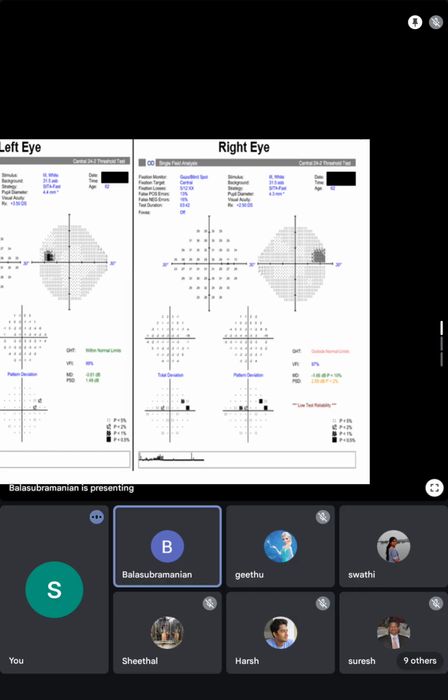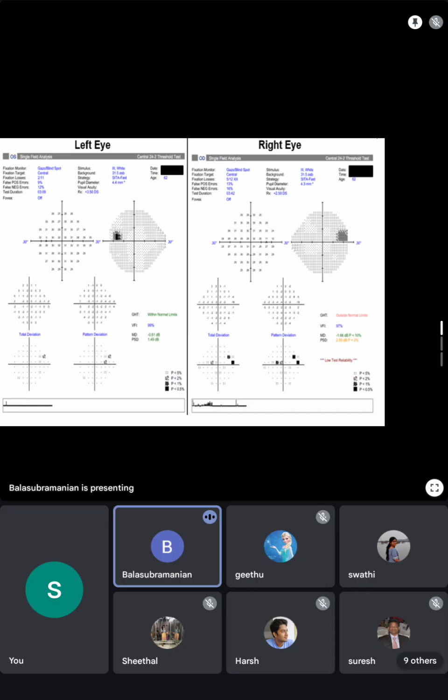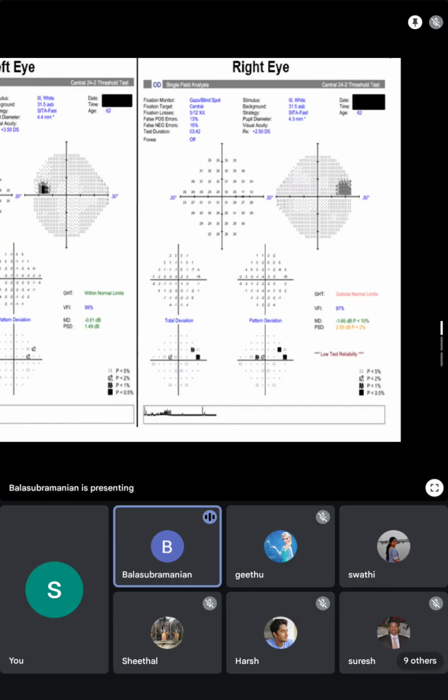Right eye, the fixation target is central. Fixation loss is high, so the report is not reliable. If you did not interpret this and you went to the GHT directly, it will give an impression like right eye is abnormal, left eye is normal.